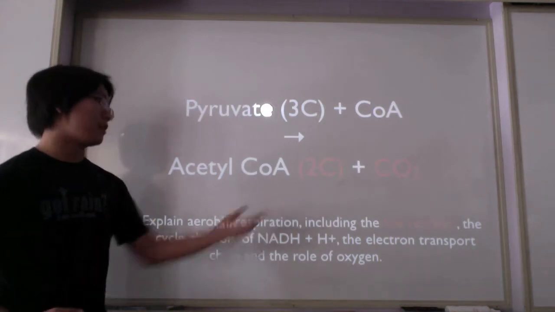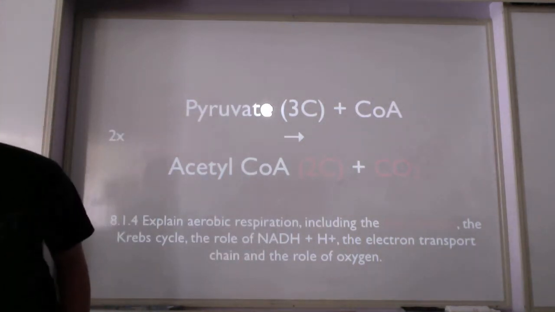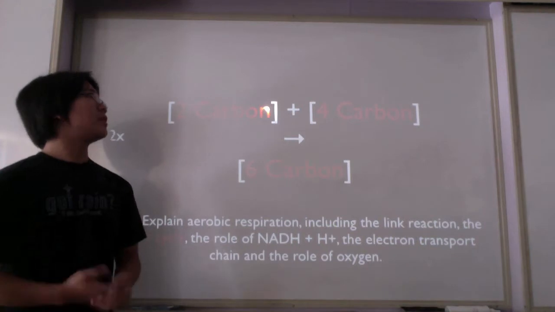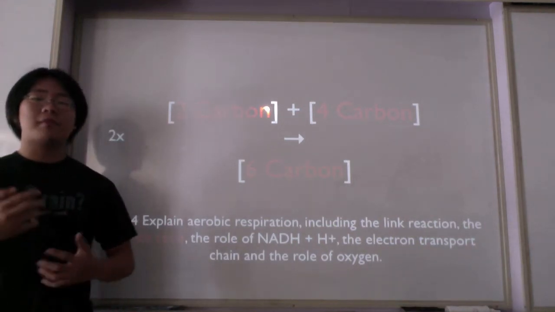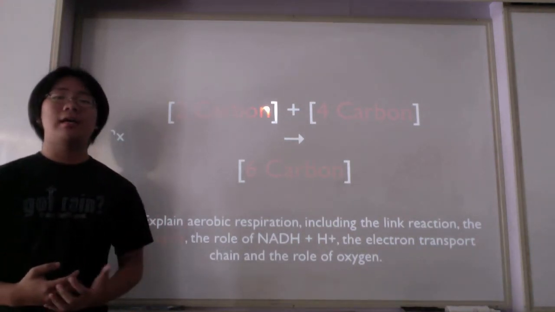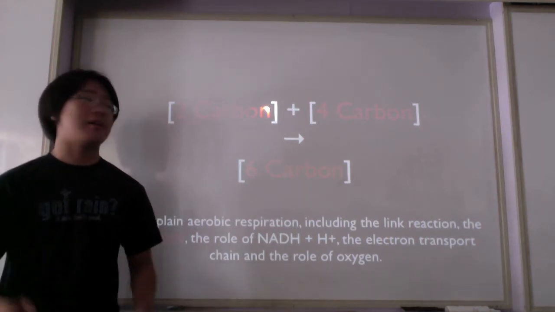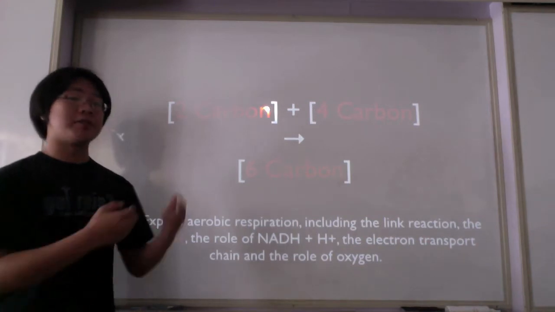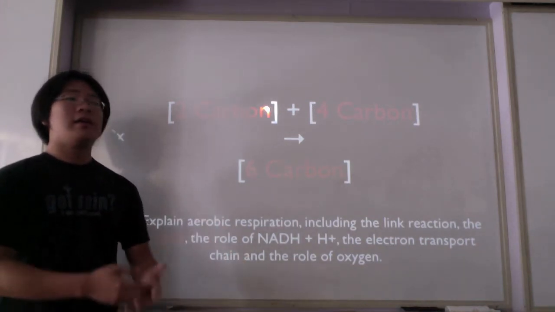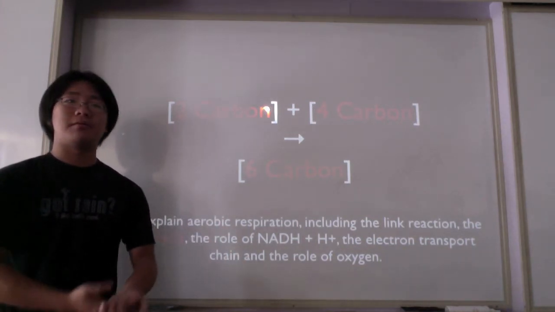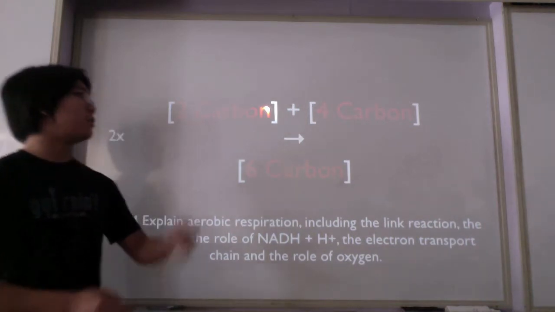So then the Krebs cycle begins. The Krebs cycle begins just with this acetyl-CoA attaching to a 4-carbon compound. This is called oxaloacetate. You don't need to know that. It's just 2 plus 4 gives you a 6-carbon compound, citrate. This is the first step of the Krebs cycle, and this happens cyclically. So in the end, this 4-carbon compound will be regained.